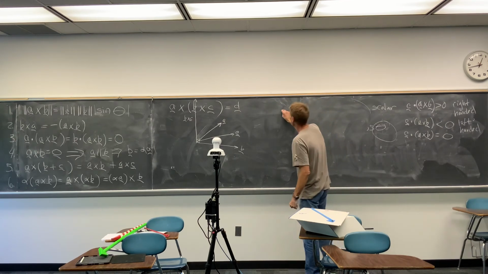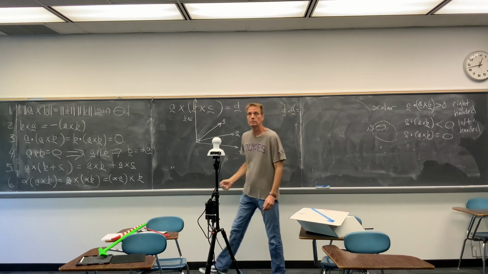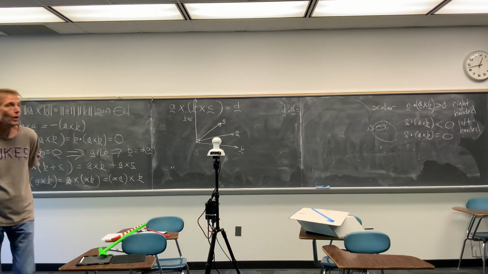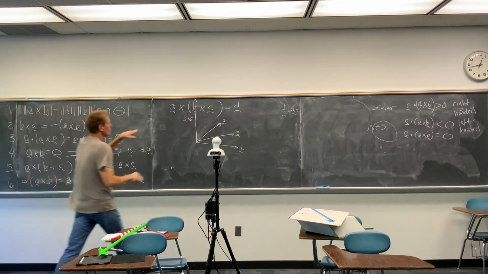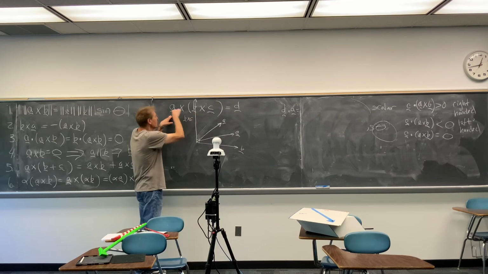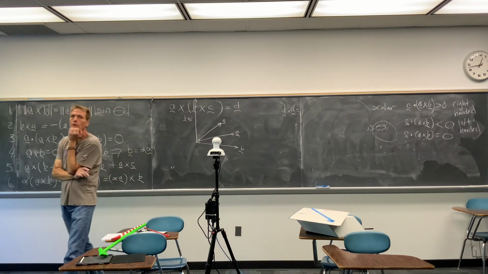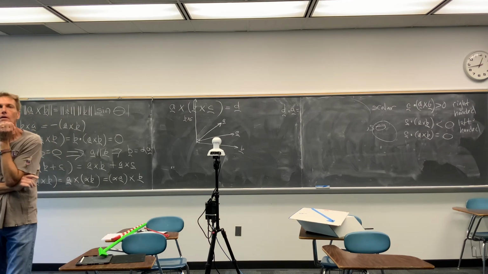Well, what do I know about D dot A? If D is equal to A cross this vector B cross C, A cross B cross C, what do you know about D dot A?